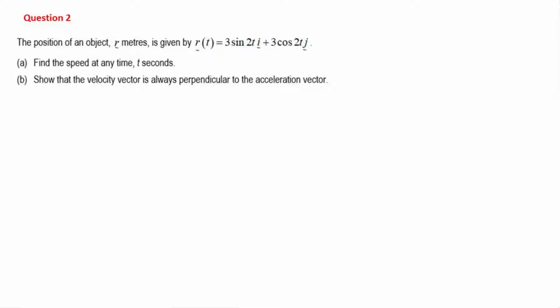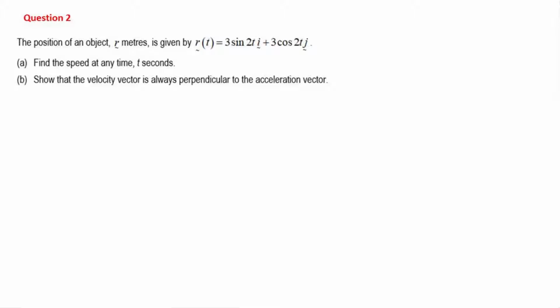Now moving on to question 2. This time we have the position of an object given by 3 sin 2t i plus 3 cos 2t j. Those of you who watched our webinar before would recognize that this is a circular path, because 3 and 3 and the same angle. So we wish to find the speed at any time t seconds, and we wish to show that the velocity vector is always perpendicular to the acceleration vector.